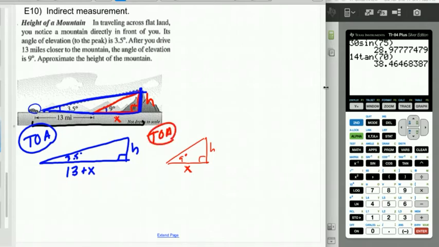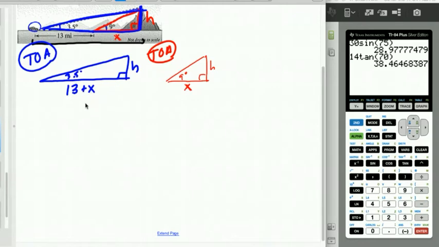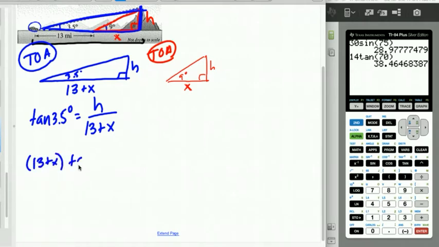So I'm essentially going to do two separate problems here. I'm going to set up a tangent equation for the blue triangle and a tangent equation for the red triangle, and then figure out how to use them together. Because I only have two variables, x and h, and two variables and two equations is solvable. So the tangent of 3.5 degrees should be the opposite, which is h, over the 13 plus x. I can solve this for h by multiplying the 13 plus x over, and I get that h is 13 plus x times the tangent of 3.5.